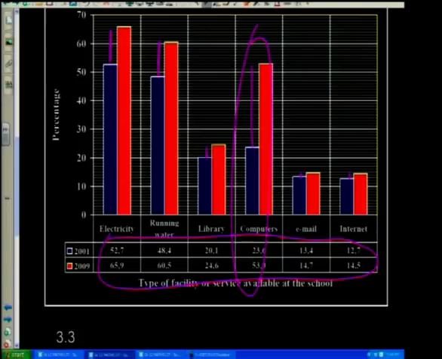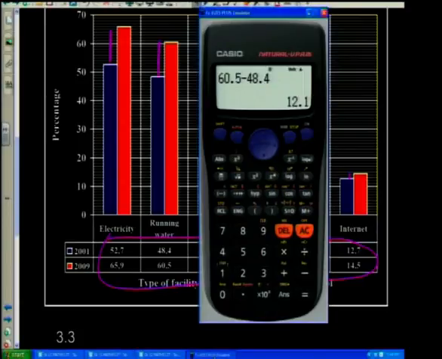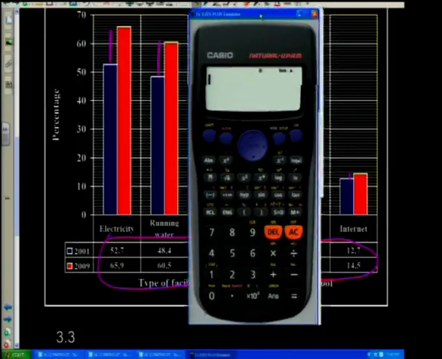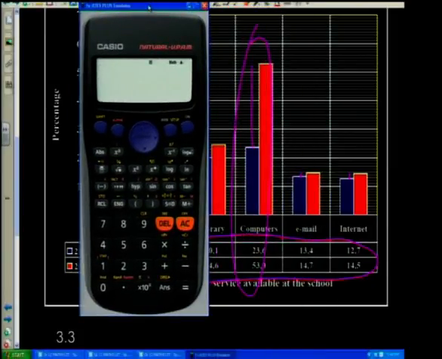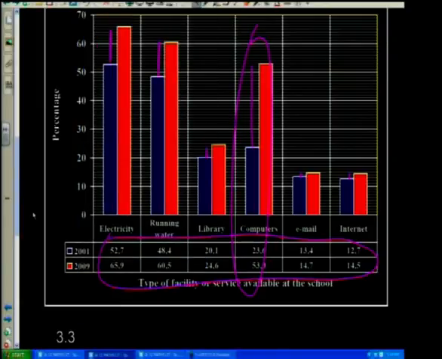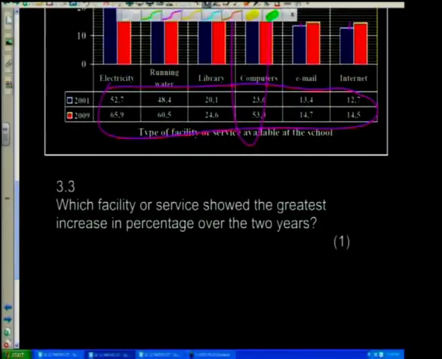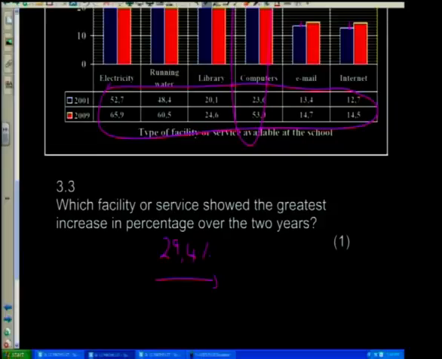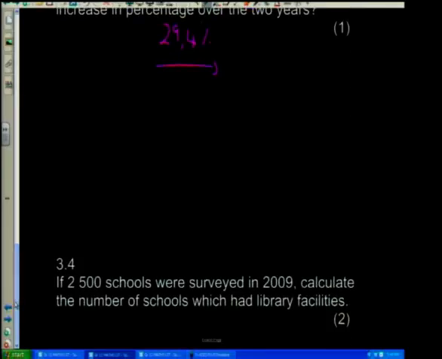And let's use these figures over here. So using my figures, let's just move the calculator again so we can see those figures. We're going to say 53.0 minus 23.6 equals, and my difference is 29.4. So the difference is going to be 29.4%.